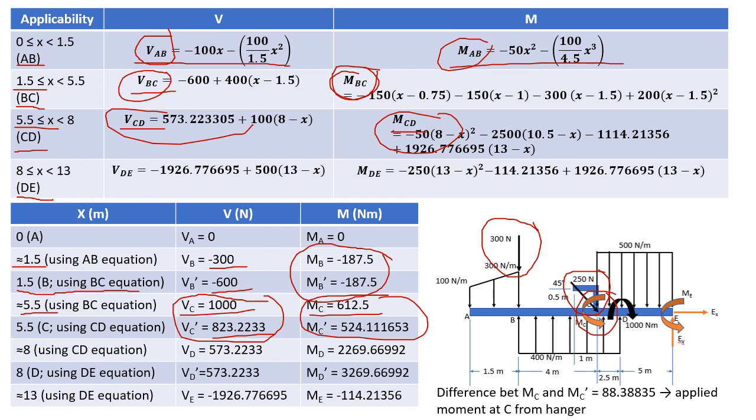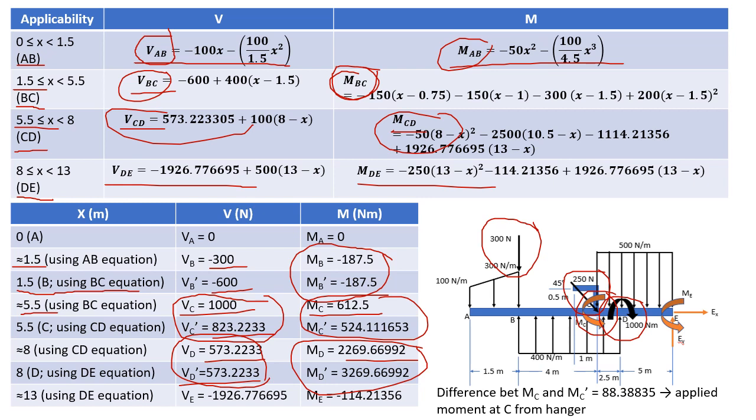So, substitute 8 to the equation. We get 573.2233 and 2269.66992. And then, use the last equation, VDE and MDE, substitute 8 to the equation, and we would get this value. So, see, it has the same value as the previous one, the one where we used VCD, because at point D, as you can see, there is no applied concentrated load. However, MD would be different. And look at the difference between MD and MD prime. It's 1000. That is the clockwise 1000 Newton meter load. Positive clockwise. Again, I will explain when we go to the area method why it would be positive.